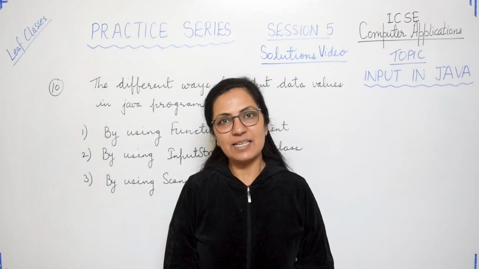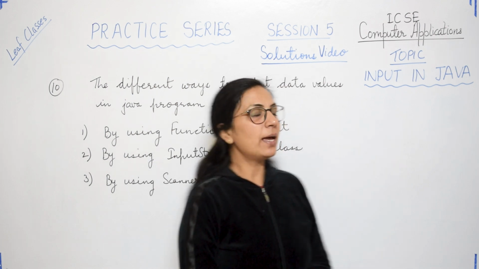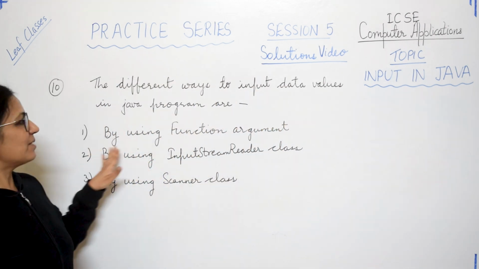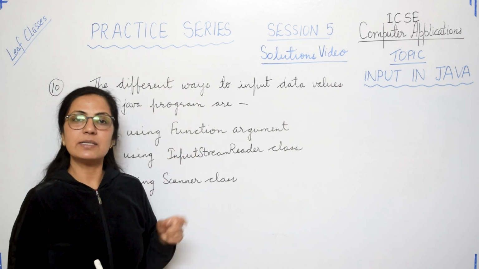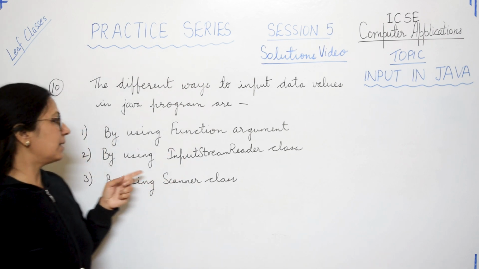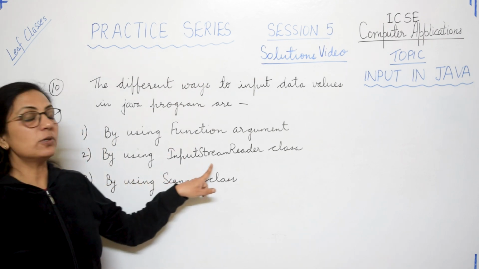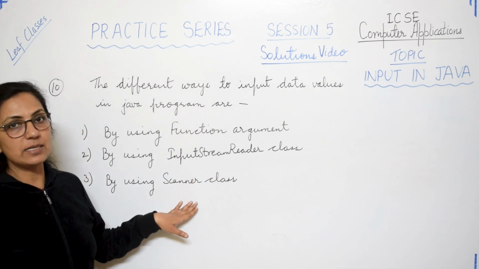Question number 10 says to give different ways to give inputs in a Java program. So here are the three ways. First is by using function argument. So after the function name, you give the parameters along with their data types. That is the function argument method. And the second is by using InputStreamReader class. And the third one is by using scanner class method.